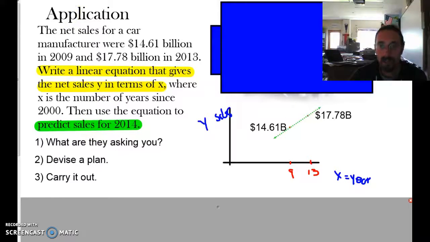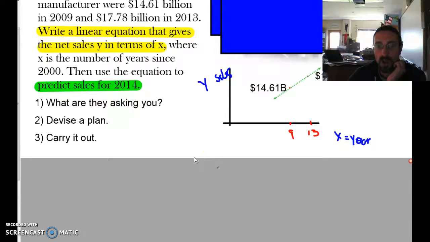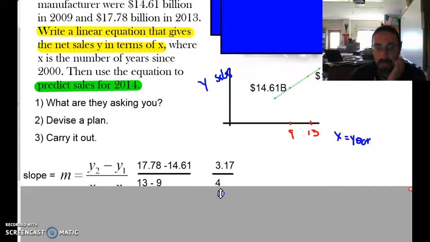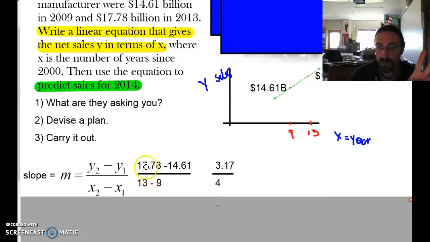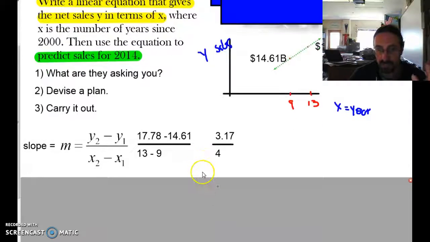All right, you've tried the problem. Let's take a look at it. So my plan here is the following. First of all, I know it's linear. I'm going to determine the slope, and I'm going to build a function, right? Since I've got slope and 2 points, I'm going to use point slope. So here we go. I'm saying 17.78 minus 14.61 is 3.17, and 13 minus 9 is 4. So that is my slope, and I'm going to simplify it down here as just a decimal.